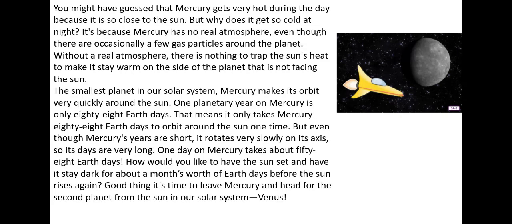The smallest planet in our solar system, Mercury, makes its orbit very quickly around the sun. One planetary year on Mercury is only 88 Earth days. That means it only takes Mercury 88 Earth days to orbit around the sun one time. But even though Mercury's years are short, it rotates very slowly on its axis, so its days are very long. One day on Mercury takes about 58 Earth days.